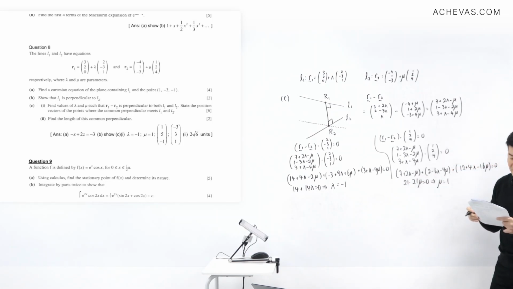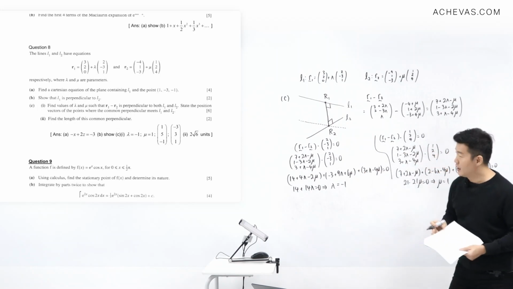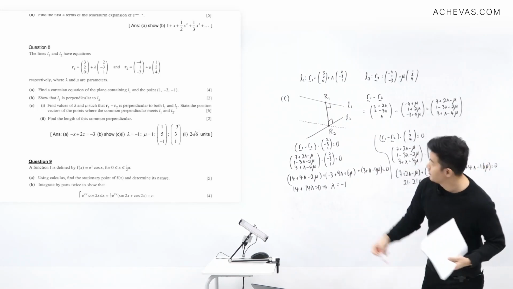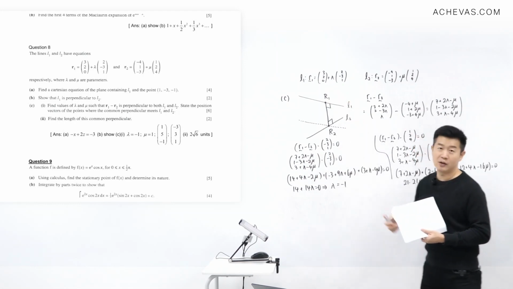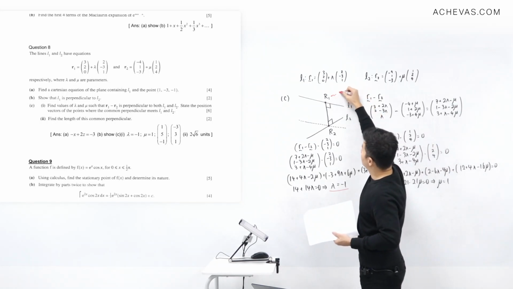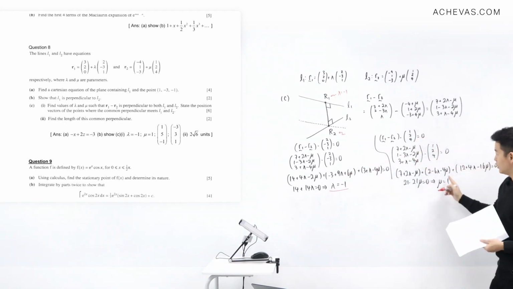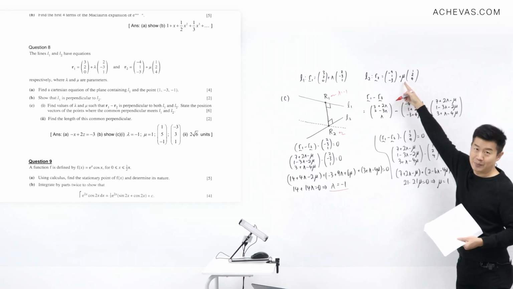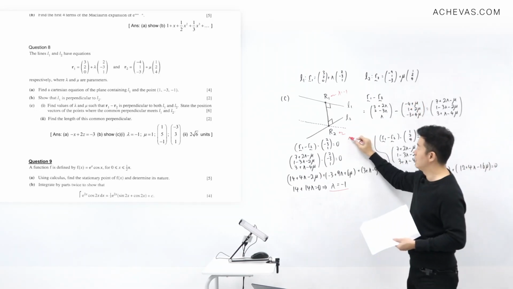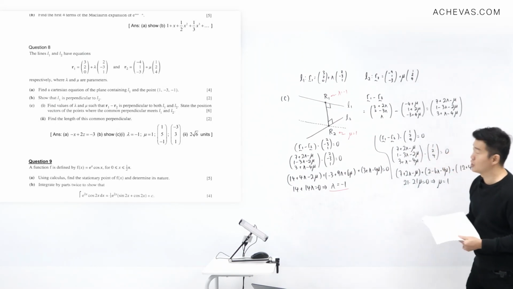Okay, the last part is we are supposed to quote the position vector of the points where the common perpendicular meets L1 and L2. So we are supposed to quote the position vector of R1 and the position vector of R2. At R1, we have just solved for it because R1 is a point that is lying on L1, and we know the value of lambda that caused R1 to happen, which means that at R1, lambda is equal to minus 1. The same idea is going to be applied to R2 because R2, which is lying on L2, is dependent on mu, and we know that mu is equal to 1.